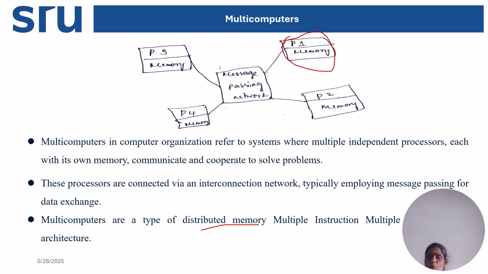So SIMD means shared, MIMD means distributed. In this way, the multi-computers differ from the multiple processors. And one more thing, the interconnecting network is differently called the message passing network. There the memory is shared from the global main memory. But here each processor has its own dedicated memory.